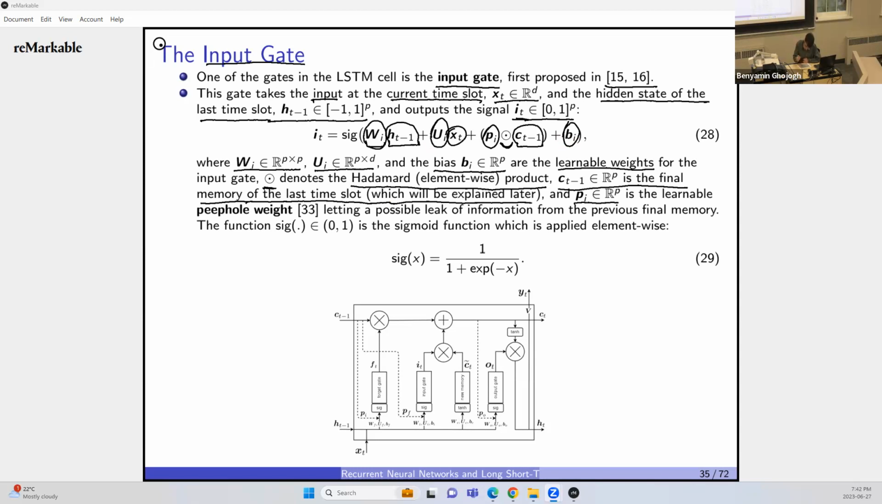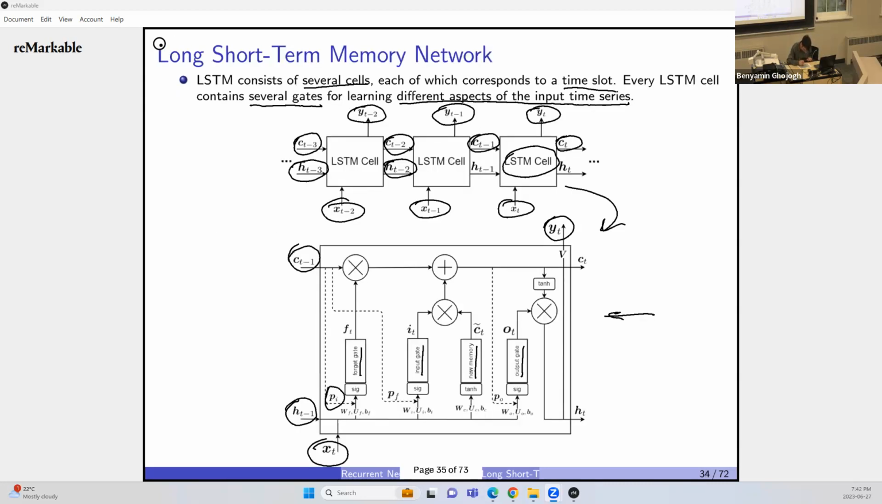And p_i is p-dimensional. It is the learnable peephole weight. It's called peephole weight, reference 33, okay? Letting a possible leak of information from the previous final memory. So what do I mean? Take a look at this figure, which is larger. So p_i is a connection from c_{t-1} and comes here. So it means that I can have a leak of information from c_{t-1}.